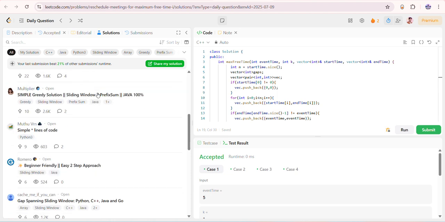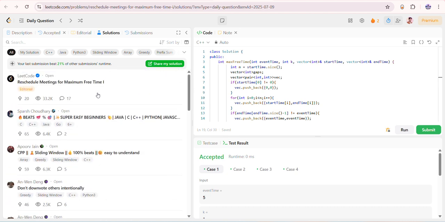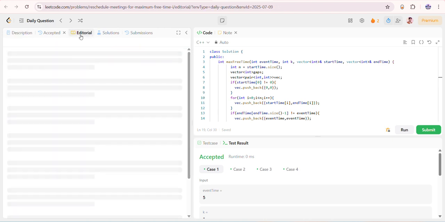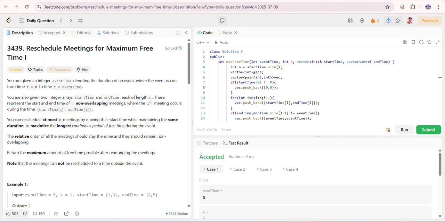So you can see a lot of people giving different types of solutions in different languages. If you are not from a C++ background, then you can check these ones. You can go to ChatGPT, but not directly to ChatGPT first. For example, you can also see this official editorial. And whenever you are stuck, what should be your approach to the question?